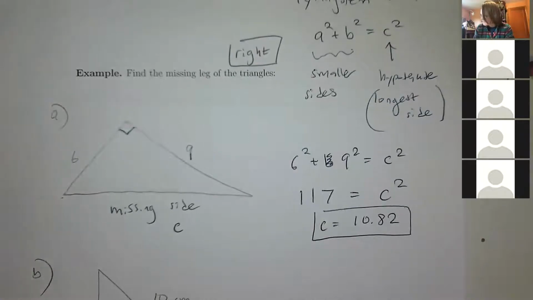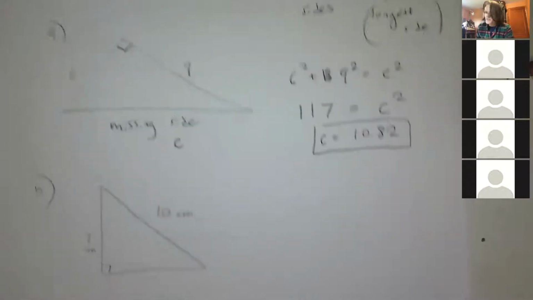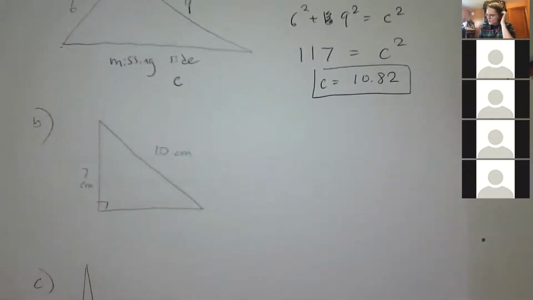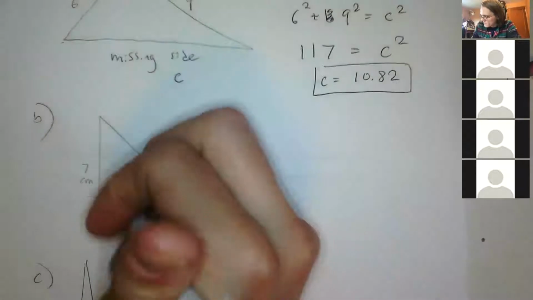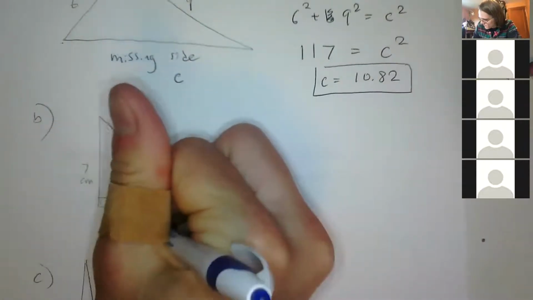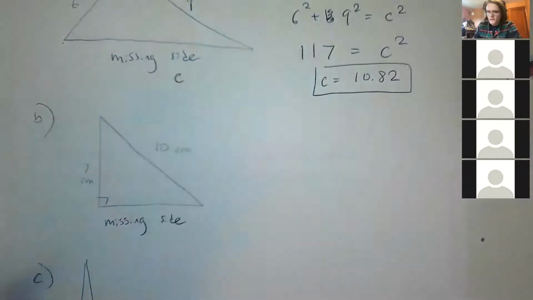All right. Any questions with that one? Awesome. Let's try another one. So this is my missing side. Right? And now we want to see where the hypotenuse is to see if that's our missing side or if our missing side is just one of the smaller ones.